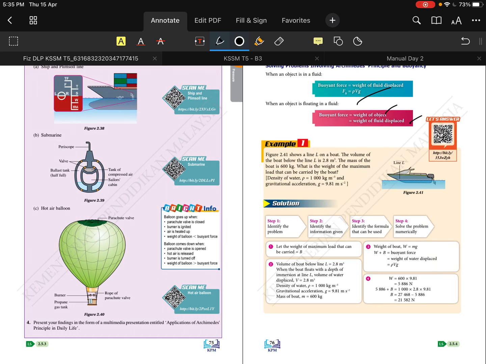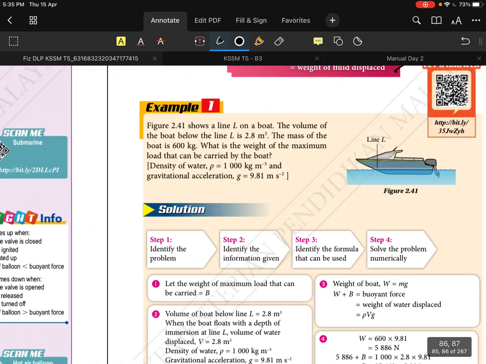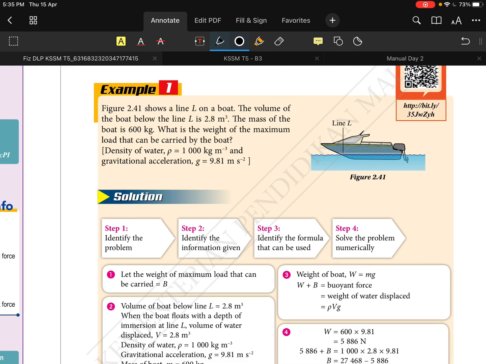Okay, so I'm back. I got confused just now, but now I actually get the answer, the question. Okay, example one. You read example one first.